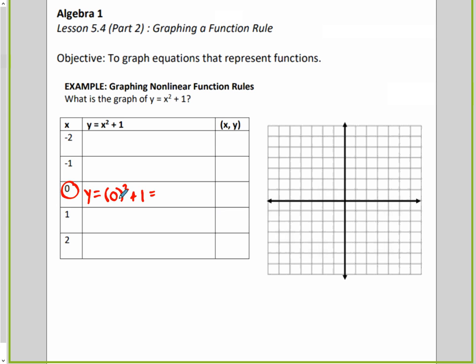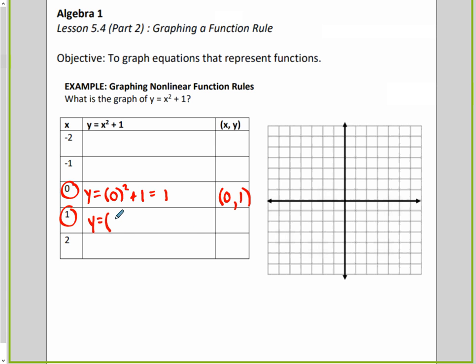So 0 squared means 0 times 0, which is 0. 0 plus 1 is 1. That means there's a point on my graph at 0, 1. And let's go down here to 1. I'm going to do the positive ones first, and then we'll go through and do the negatives.